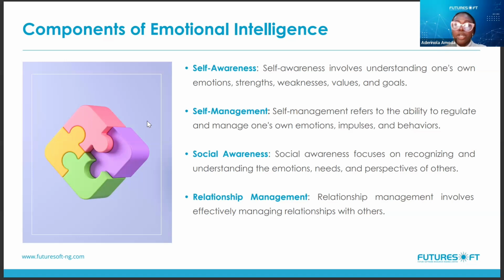Relationship management involves effectively managing relationships with others. It encompasses skills such as communication, collaboration, conflict resolution, and influencing others. It also includes the ability to build and maintain positive relationships, inspire and motivate others, and navigate social networks. So these are the major components of emotional intelligence.